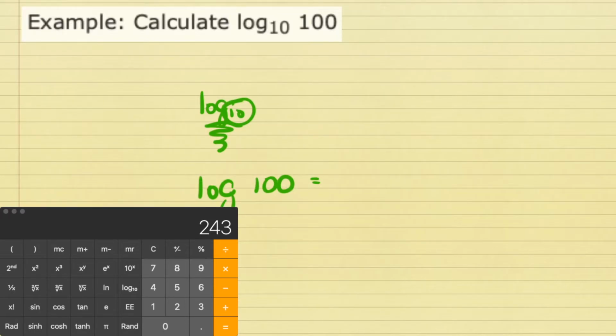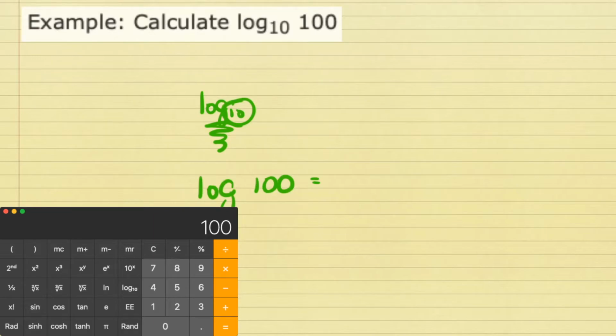All right, so I'm going to hit the log button, but I'm going to type in the number that's right behind it. Because on this calculator, you can actually see my log button, the log base 10 button. I'm going to type in my number first, and then hit the log button. Now before I do this, I'm going to predict that my answer will be 2. Now, if I hit this log button, boom, it should tell me 2. And that's the answer that I'm looking for.